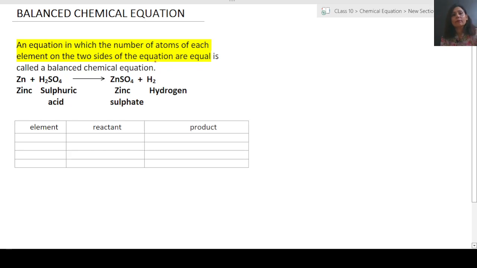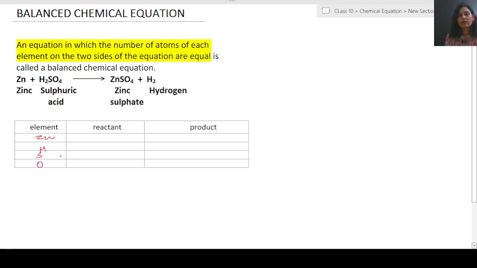Balanced chemical equation means that the number of atoms of a particular element on the reactant side is equal to the number of atoms of that element on the product side. So again, see, this is an equation where zinc reacts with sulfuric acid to give us zinc sulfate and hydrogen. Now Zn is an element here, then we have H here, then we have S, and then we have O.